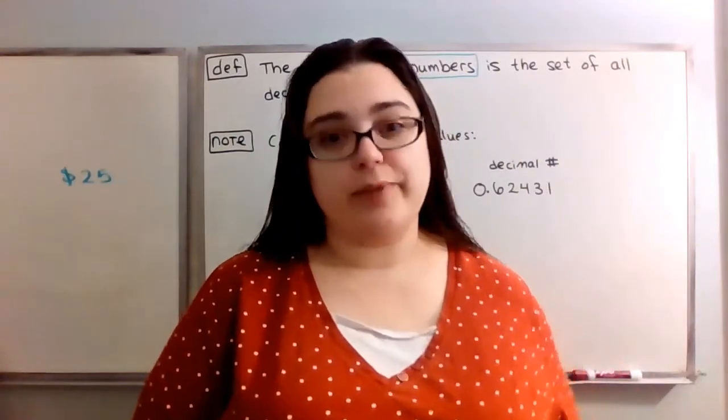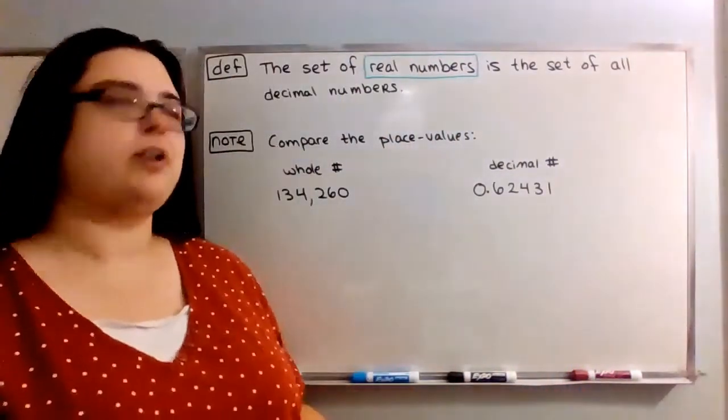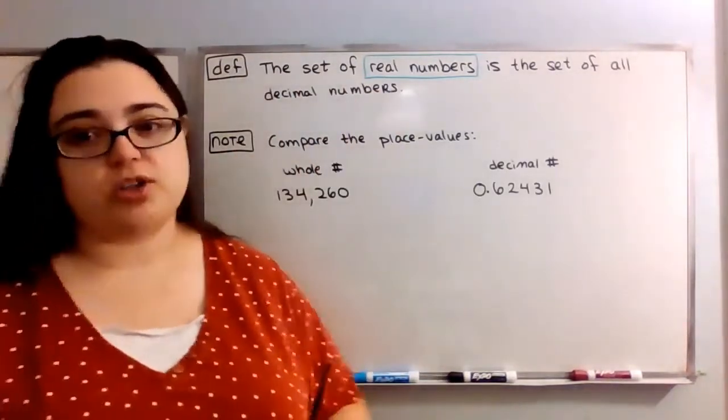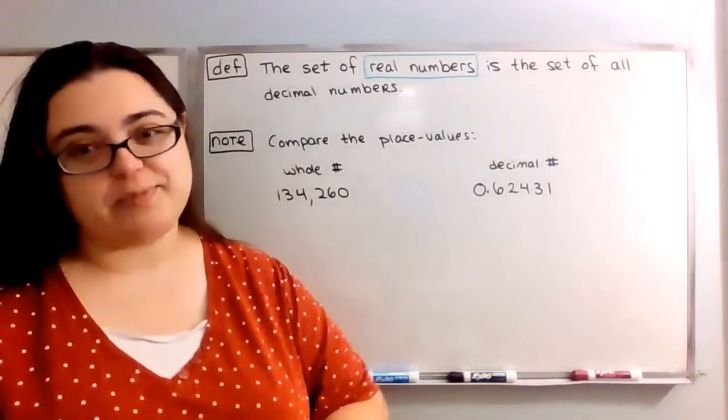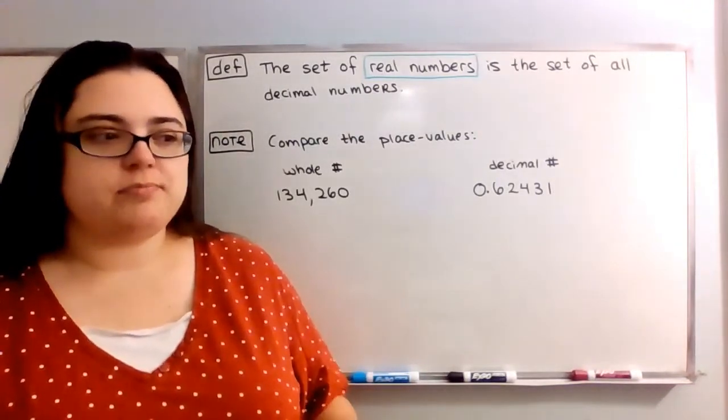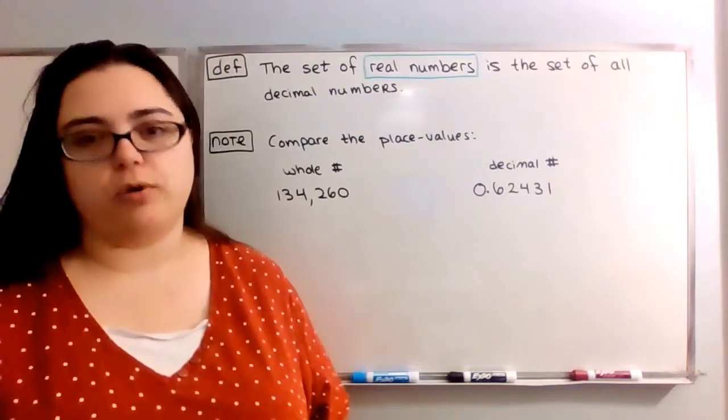Those are called the real numbers. So we'll start out with a definition. The set of real numbers is the set of all decimal numbers. So if it's a decimal, that means it's going to be a real number. So let's see how place values with decimals work compared to whole numbers.